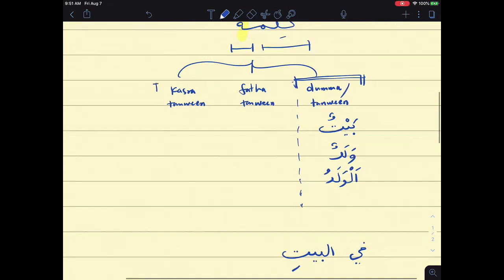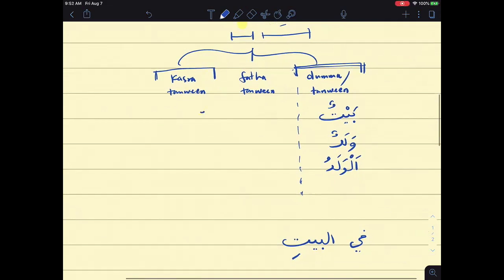Where do you have to come? You have to come in this category where the ending is Kasra. For example, we write fil baiti. So now we know one of the situations when we have to change from whatever the case was and put the ending into Kasra.